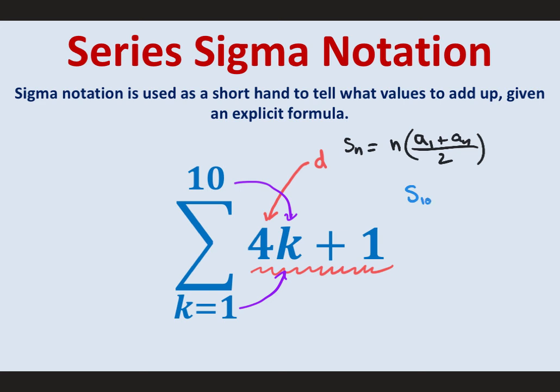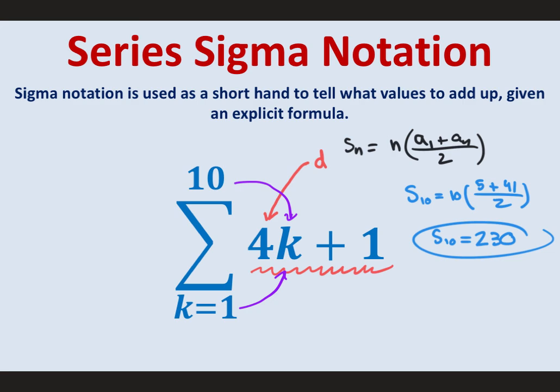So we'll say S10 equals 10 times our first term. We're going to plug in that 1. So 4 times 1 is 4 plus 1 is 5. Plus our 10th term, we'll plug in that 10. 4 times 10 is 40, plus 1 is 41. So 5 plus 41 over 2. There we go. That's our S10. We can plug that into our calculator. So we'll go ahead and say 10 times 46 divided by 2. And we get that S10, our series here, adds up to 230.